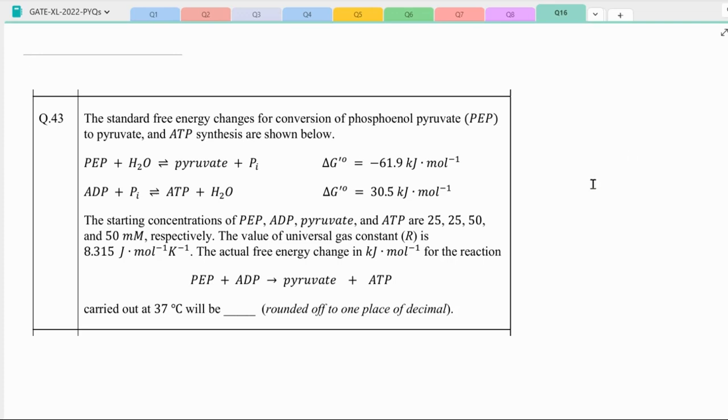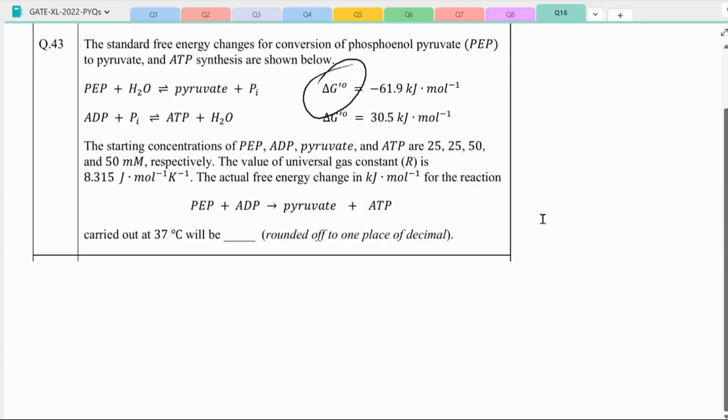The standard free energy changes for conversion of phosphoenol pyruvate, that is PEP, to pyruvate and ATP synthesis are shown below. So you have this reaction. However, remember these are standard delta G naught, not delta G, but the standard free energy change. The starting concentrations of PEP, ADP, pyruvate and ATP are 25, 25, 50 and 50 millimolar respectively.